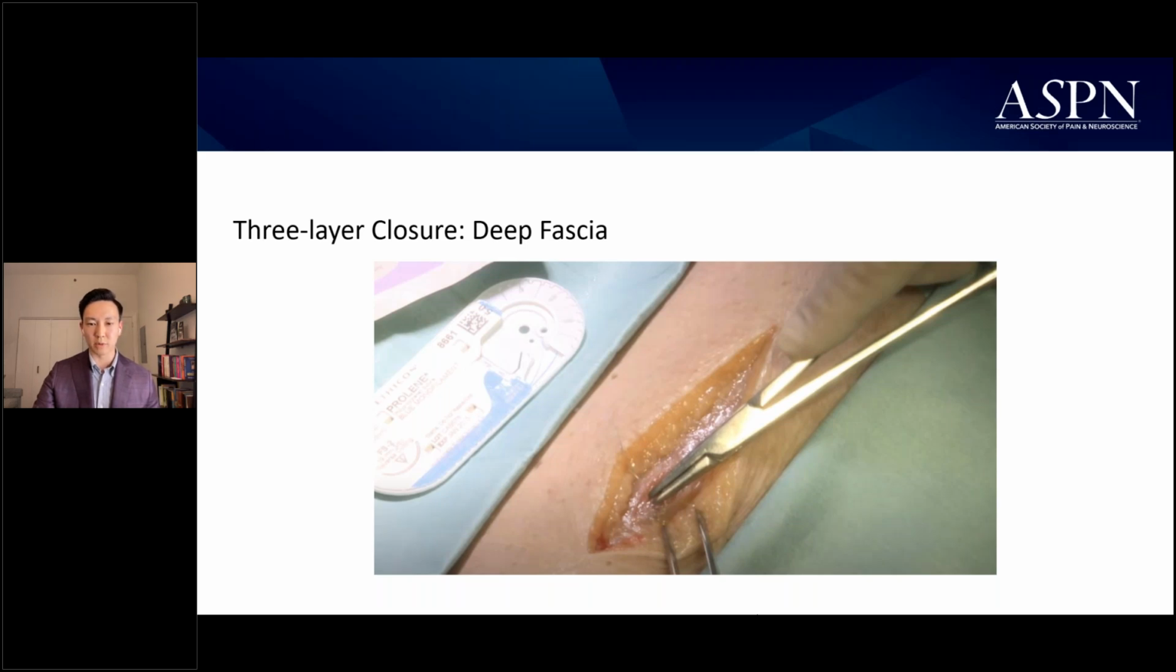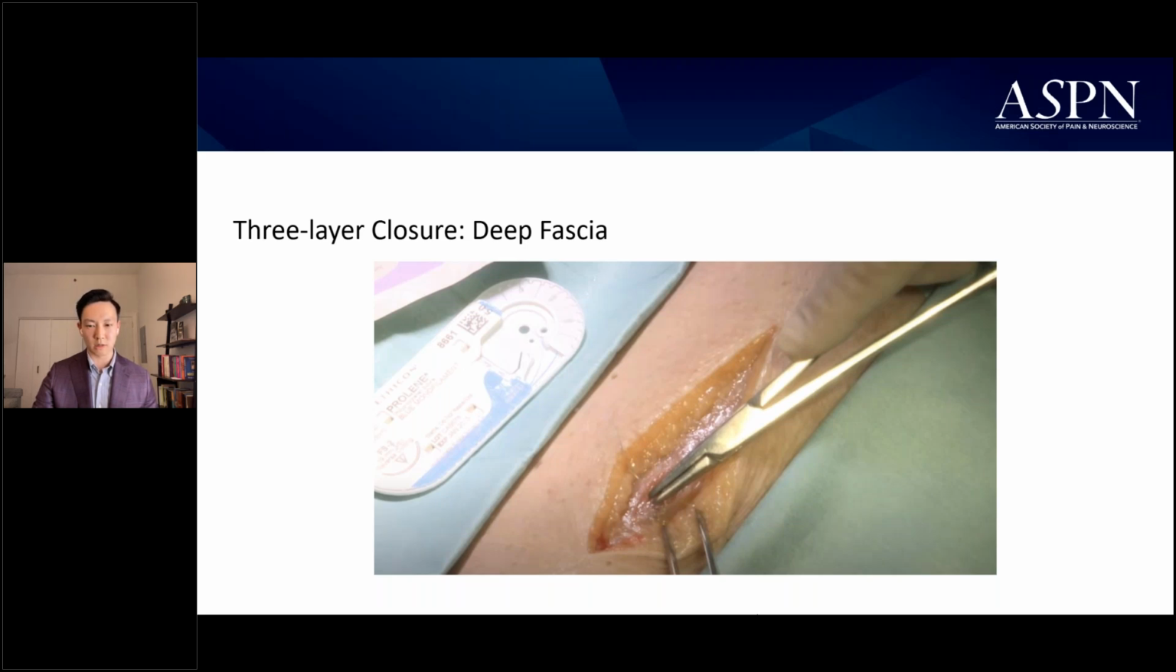The 3-layer closure technique implies that one places sutures in 3 different planes. First is the deepest layer, or that fascial strength layer. The second is a subdermal layer, and the third is a superficial skin layer. Layered closures are typically recommended by the NAC guidelines to limit dead space and minimize tension of the closure, to minimize infection risk, and to improve healing.